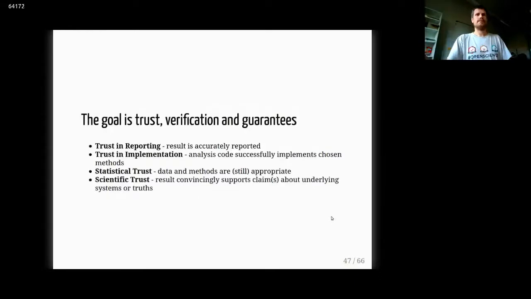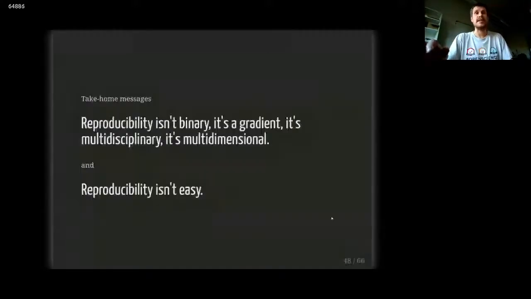Trust in reporting, the result is accurately reported. Trust in an implementation, the code successfully implements chosen methods. The code does what it's supposed to do. Statistical trust, scientific trust. So there is this gradient of levels of trust and reproducibility that we can implement, sometimes easily, sometimes it's extremely difficult. So similar take-home message: reproducibility isn't binary, it's a gradient, it's multidisciplinary, it's multidimensional. And reproducibility isn't easy at all, depending on what you're aiming for.